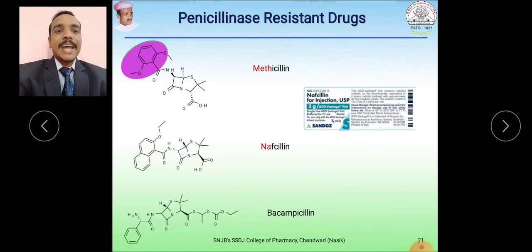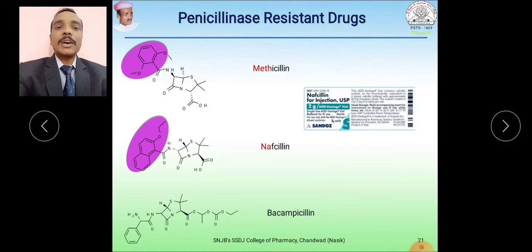Now next, nafcillin. Na indicates the presence of a naphthalene ring. You can see here the naphthalene ring, and that is substituted with OC2H5, that is as the R. NHCOR, now R we have to replace with the naphthalene ring with the OC2H5.